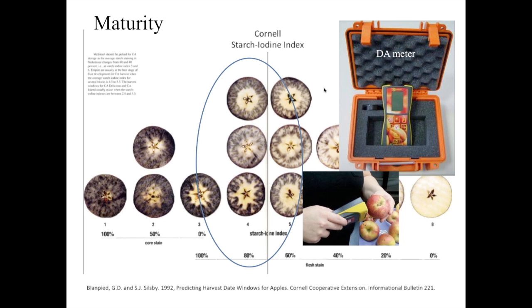This DA meter is a meter that's come out of Italy. It was developed initially for use on peaches, but has been used on some apple varieties. We're currently looking at this. What it does is measure the fluorescence of the chlorophyll in the flesh just underneath the peel, so it measures through the peel. So it's non-destructive, and although the photograph shows it being used in the lab, you can use it on the tree as well.